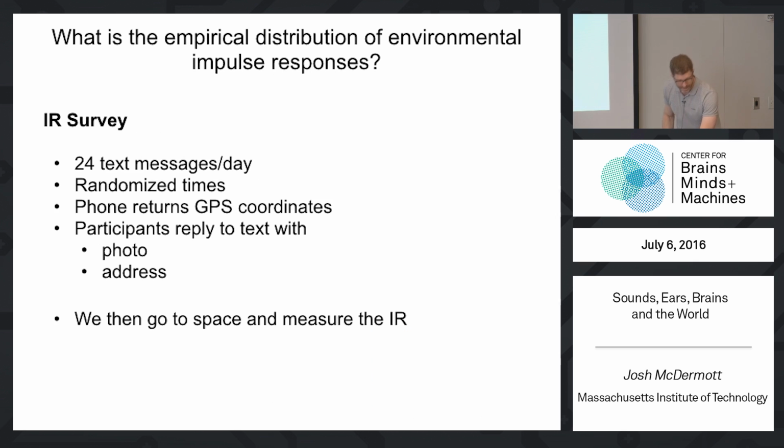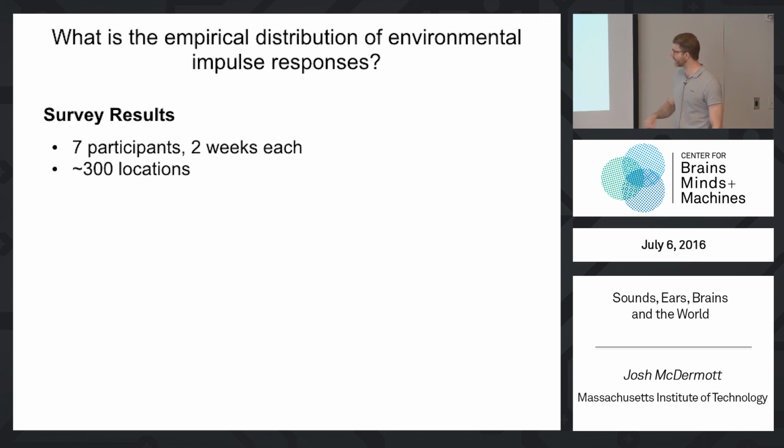So we had people participate in a survey. The volunteers got pinged with text messages 24 times a day at random times, and we programmed their phones to send us back their GPS coordinates when they got this ping. In addition, the participants were supposed to take a photograph of wherever they were, and also send us the address. The idea is that with these three sources of information, we could figure out where they were, and James could then go to the space and measure the impulse response. Over the past 3 years, he's been doing that. So we now have about 300 locations from 7 different people that did this for a couple weeks of their lives.